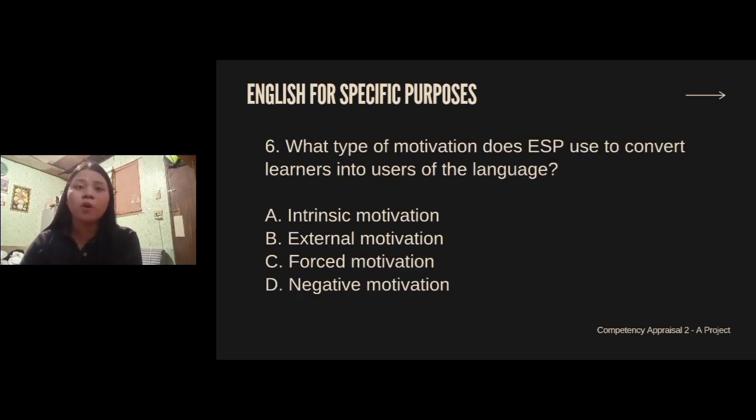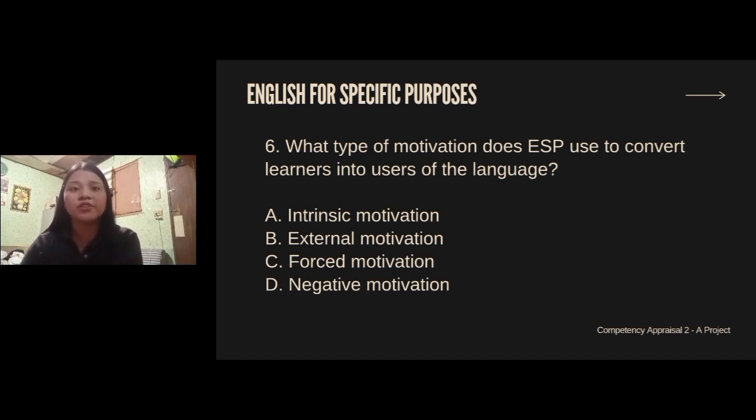Number 6, what type of motivation does ESP use to convert learners into users of the language? A. Intrinsic motivation. B. External motivation. C. Forced motivation. D. Negative motivation.